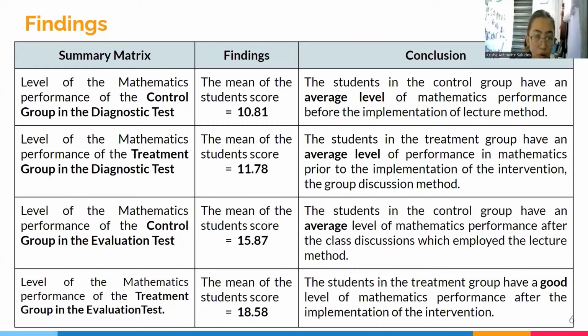For the level of mathematics performance of the treatment group in the evaluation test, the mean score is equal to 18.58. Thus, the students in the treatment group have a good level of mathematics performance after the implementation of the group discussion method. We can notice that in the diagnostic test, the treatment group had an average level, while in the evaluation test, they have a good level of performance in mathematics. So we can see that there is an improvement in their performance.